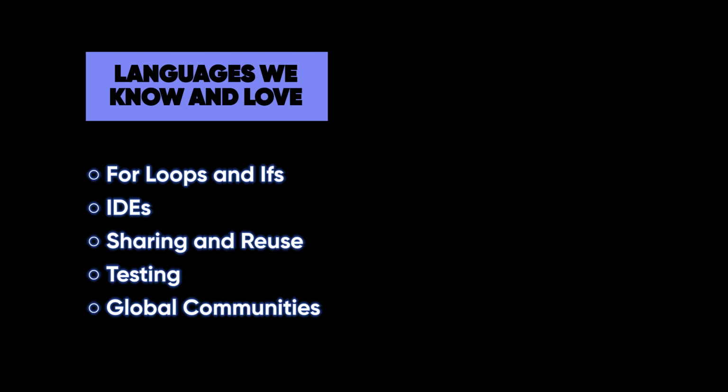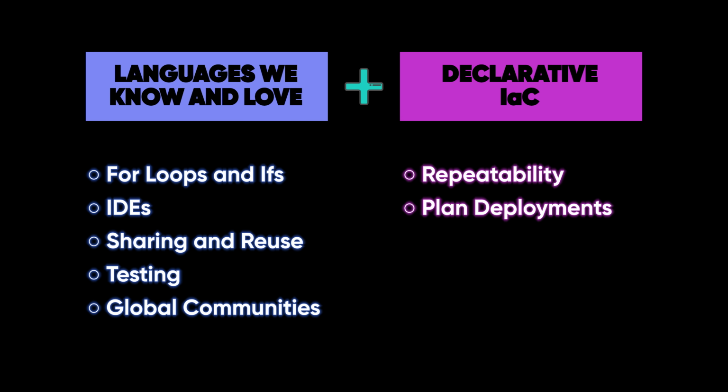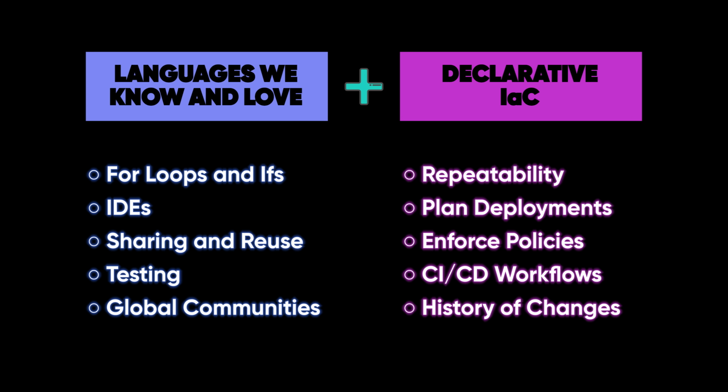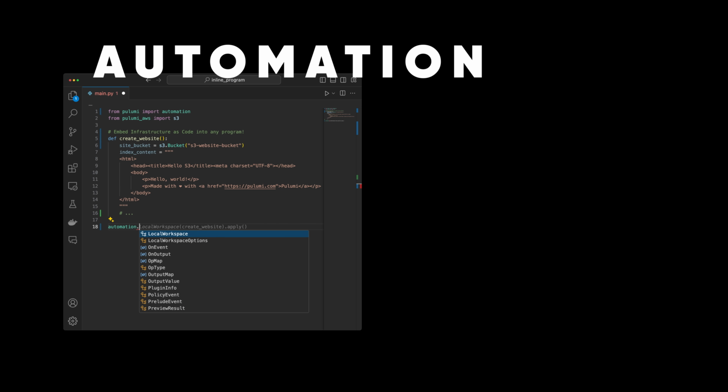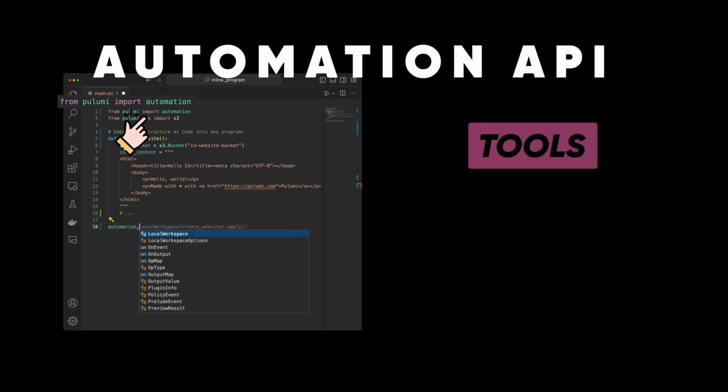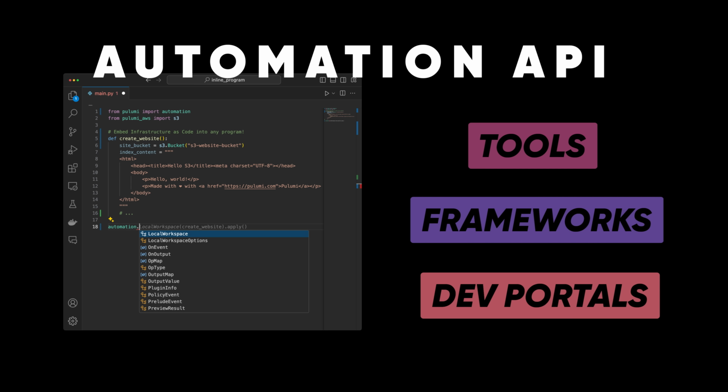Using general purpose languages means you get access to everything we know and love about them, while still getting the belts and suspenders protection of declarative infrastructure as code. In fact, with Pulumi's automation API, you can use infrastructure as code as a library to create custom tools, frameworks, or self-serve portals. Pulumi programs are organized into projects and stacks.